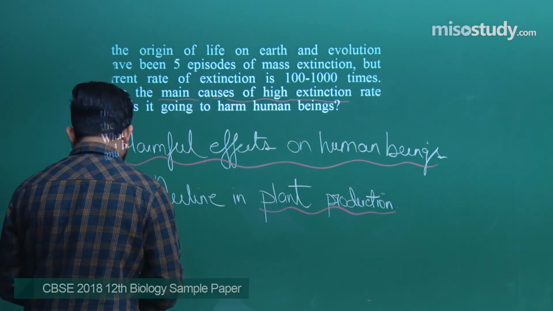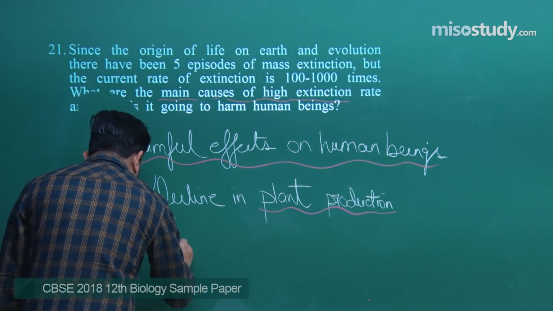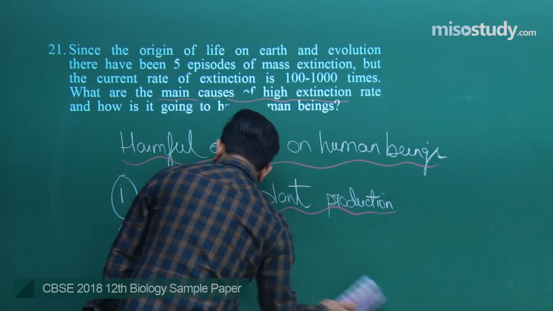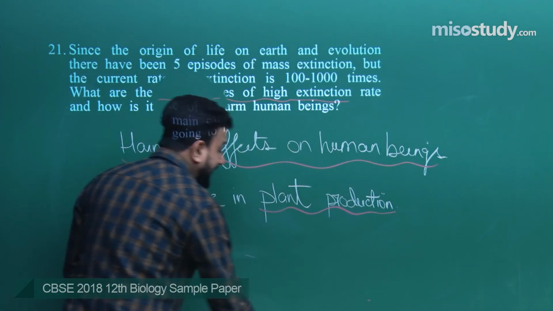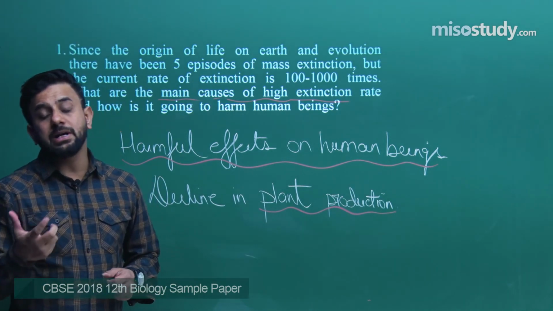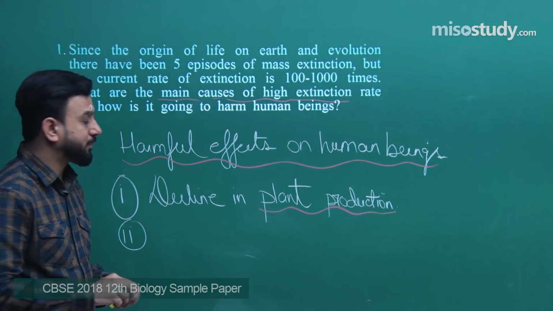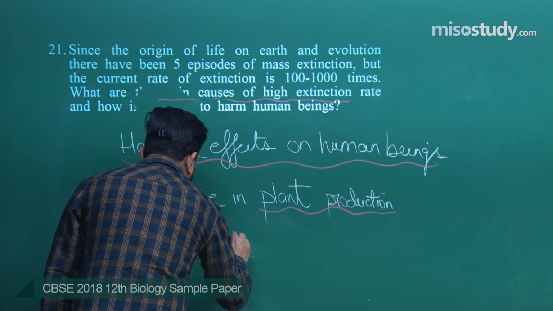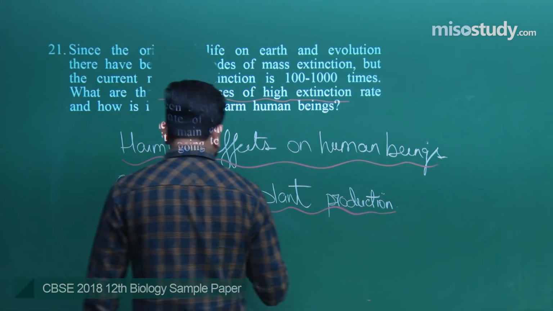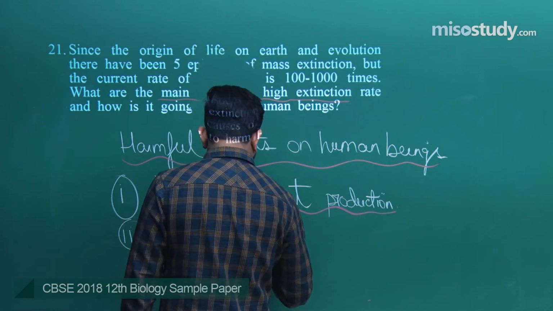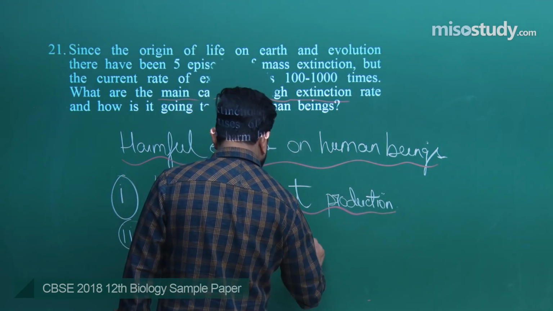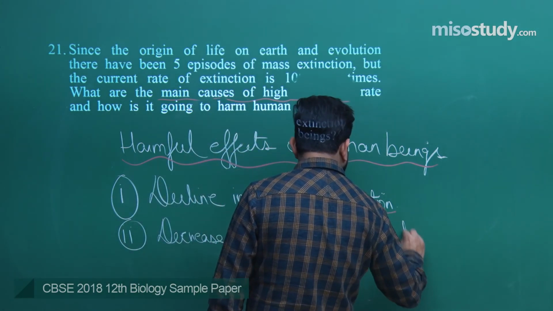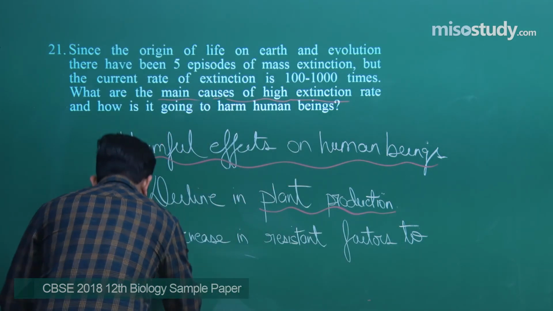The second one will be increased vulnerability, or decrease in resistance factors to environmental conditions like drought.